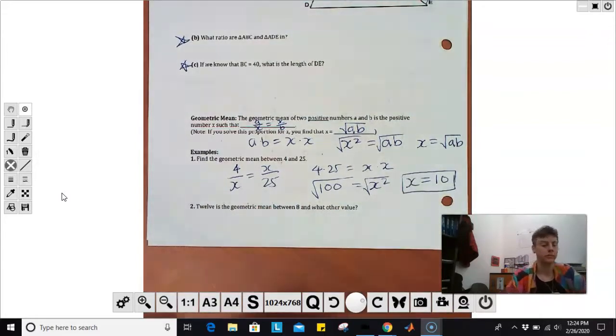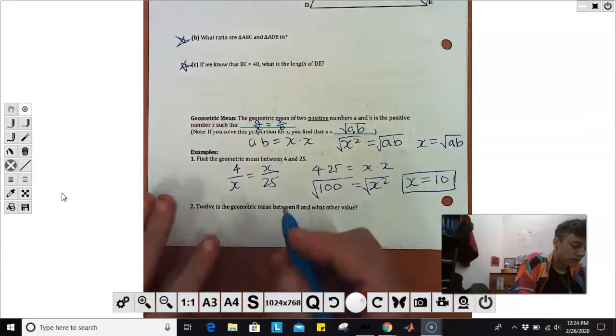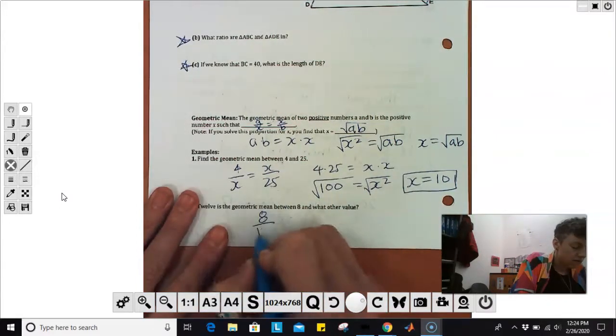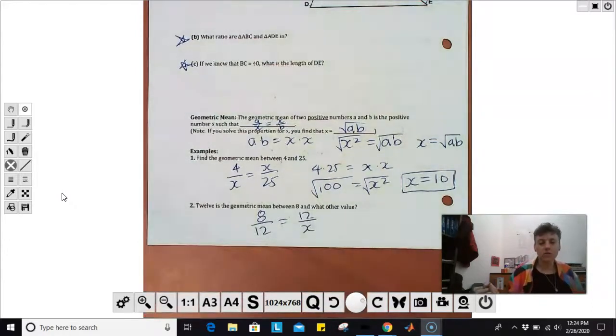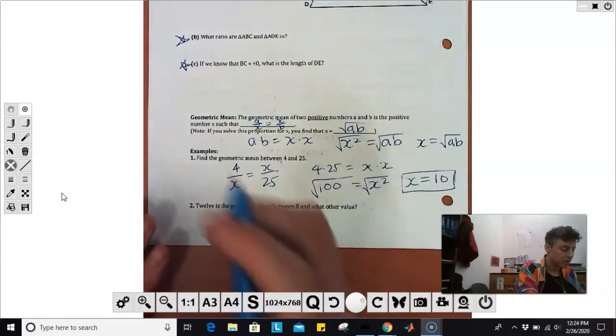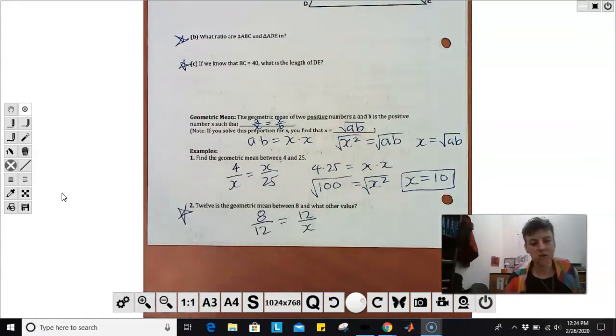12 is the geometric mean between 8 and what other number? So 8 over 12 equals 12 over what other number? You're going to solve that question for me and get all your points. You guys are getting all the points on these notes for solving the problems. Okay, moving on.